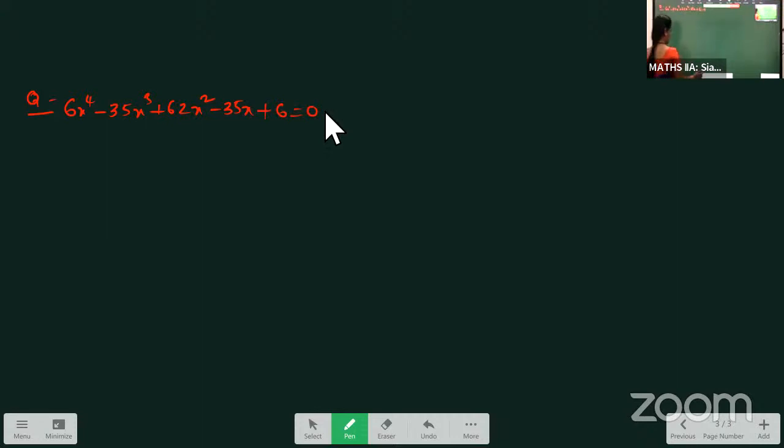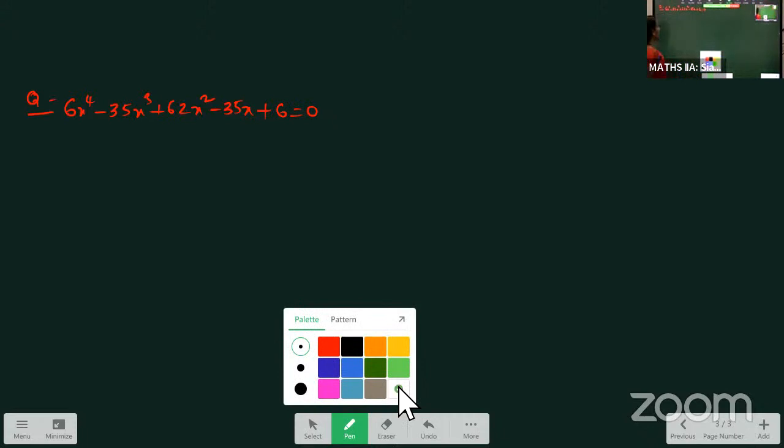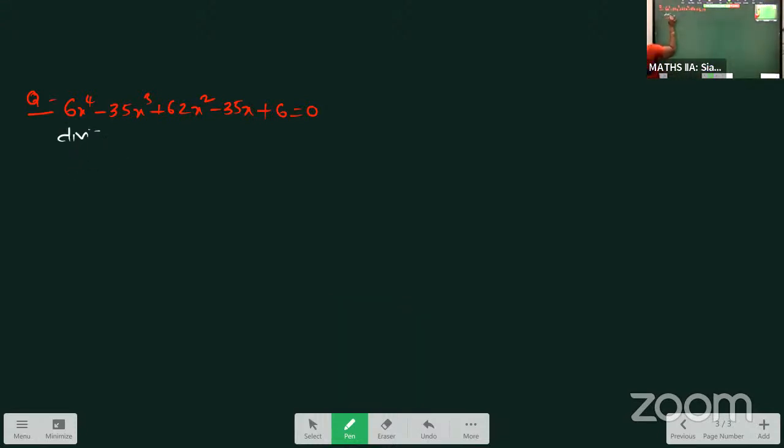Once you observe the question, again the question starts with x power 4. What did I say? When the question starts with x to the power of 4, we should divide the equation with x square. So let us go for this one. Divide with x square.